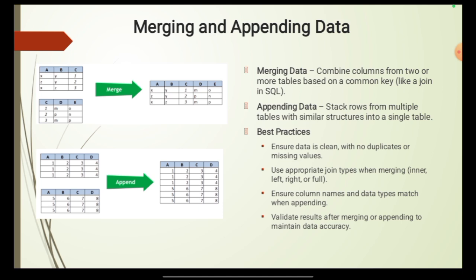The second image, on the other hand, demonstrates appending data in Power Query. Two tables with identical structures, such as the same columns A, B, C and D, are combined into a single table by stacking rows from the second table below the rows of the first table. This is useful when consolidating data from similar sources or files. The result is a larger table containing all rows from both tables, maintaining the same column structure. So that is everything we can say as per the details mentioned over here. Now let us move to the next discussion part.